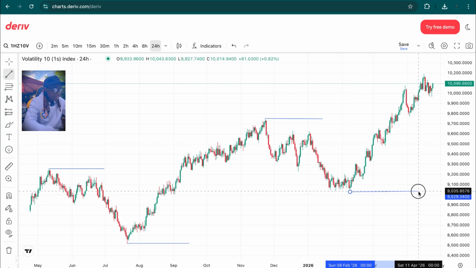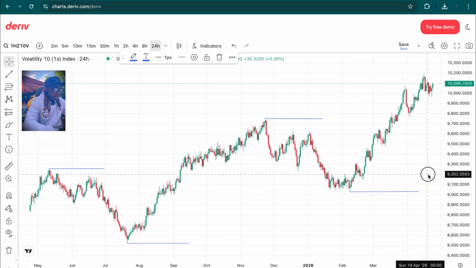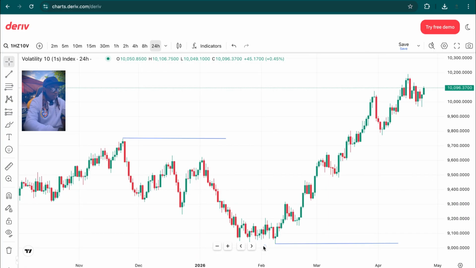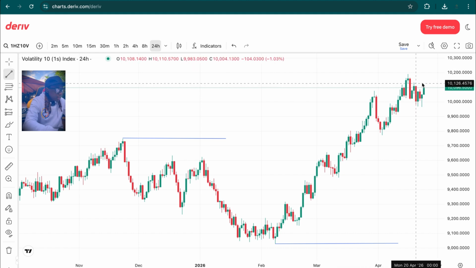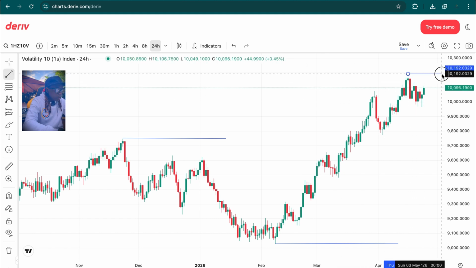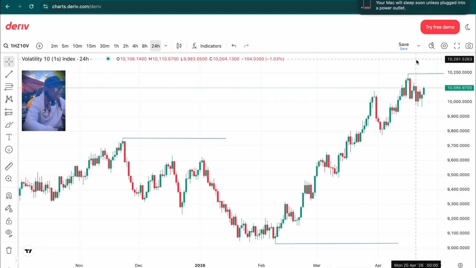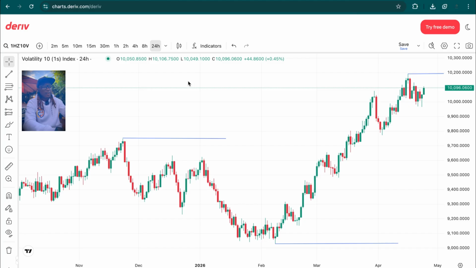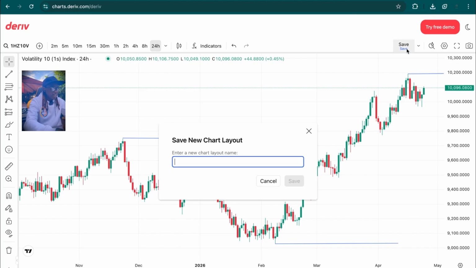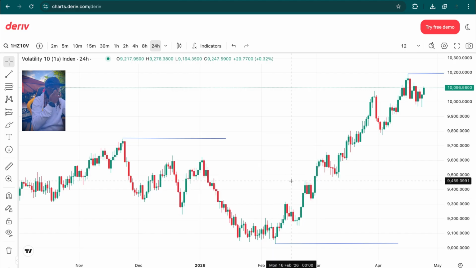higher low somewhere there. So after giving us a new higher low, our price went all the way to give us a new high, and I'll tell you the reason as to why that is our high. So after that, let me save this one. We'll save our chart as number 12.